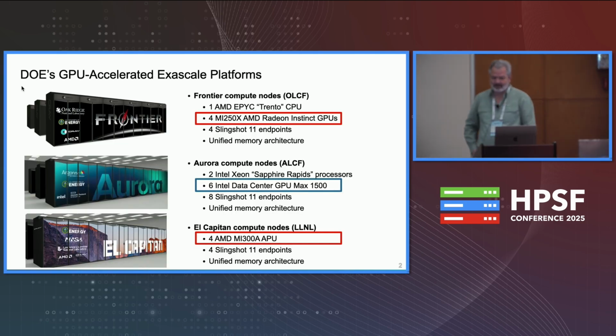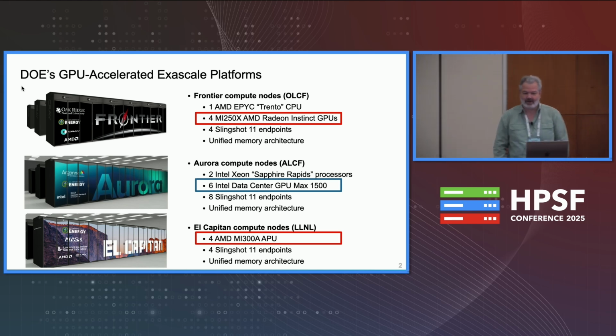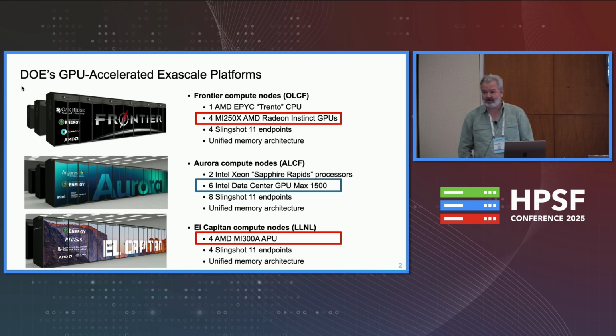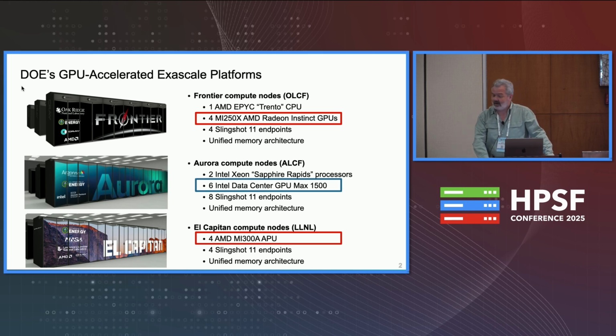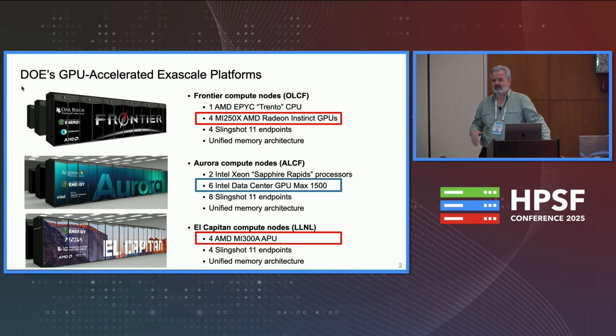So all of you are familiar, I'm sure, with the DOE's GPU accelerated platforms. We have the Frontier system based on AMD GPUs. We have the Aurora system based on the Intel Data Center Max GPUs. And then we have El Capitan based on AMD's APUs. At a high level, everybody's doing GPU accelerated computing, but at our level where we write performance tools, these things are completely different, okay? The concerns for each of the systems are completely different. The software stacks are different. And so it's a major problem.